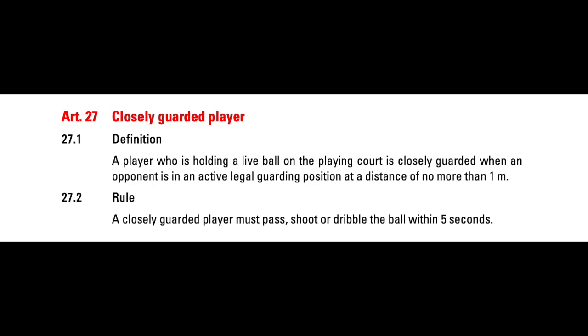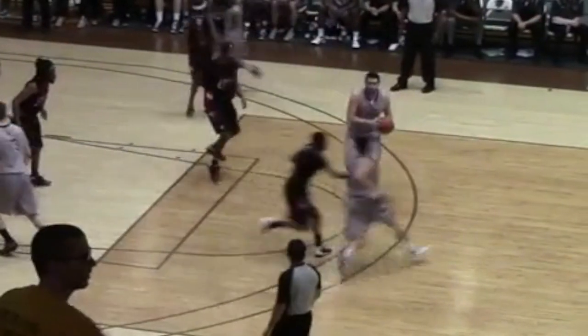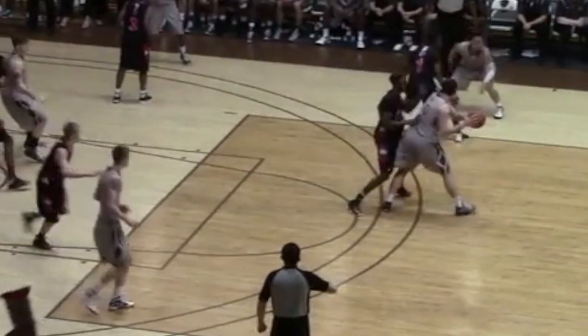So when an opponent is in a legal guarding position, which means not fouling, pretty much in their cylinder at a distance of no more than 1 meter away, we have a 5-second count that starts. So the player must use their triple threat, which is pass, shoot, or dribble the ball within those 5 seconds, else they will incur a violation.